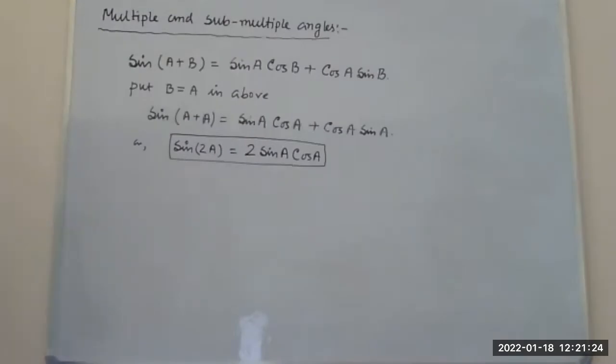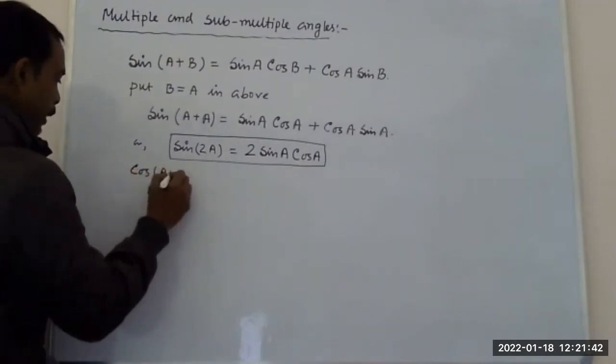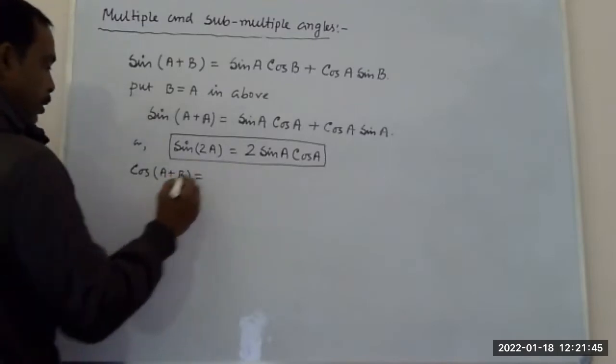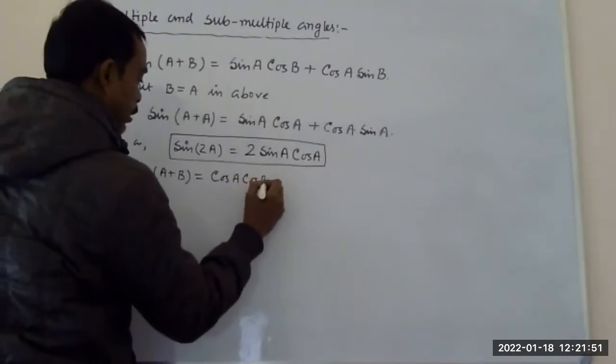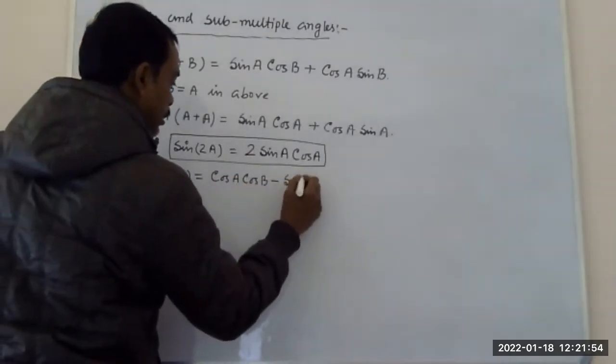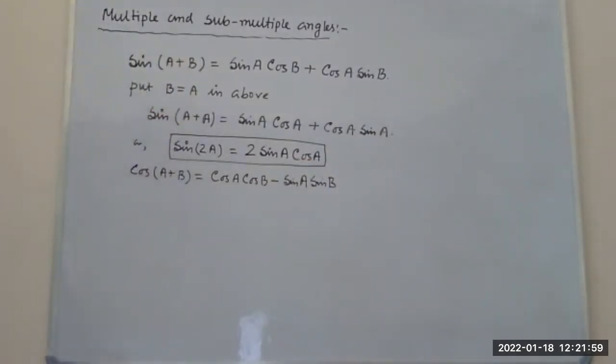Here we are just putting b equal to a. Then we got the formula of sine 2a. Sine 2a means 2 sine a cos a. Right? Again, we know that cos of a plus b is equal to cos a cos b minus sin a sin b. This is the formula of cos of a plus b. Cos a cos b minus sin a sin b.